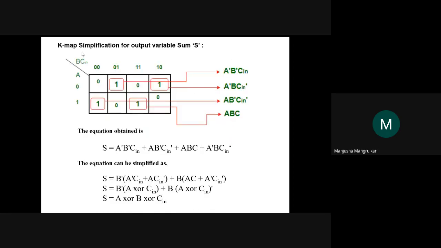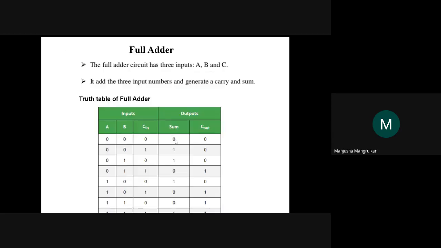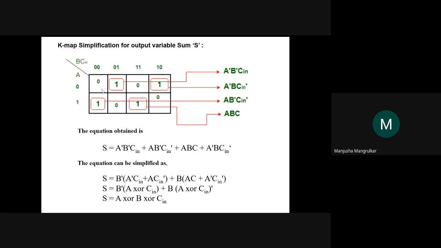Now, suppose this is the three variable K map with A, B, C in. We know how we represent 0 and 1 for A complement and A. This is B complement C complement, this is B complement C, this is B C, and this is B C complement. Now, what is the output of this sum? 0, 1, 0, 1. Now see here, this is 0, 1, this is 2 and this is 3.